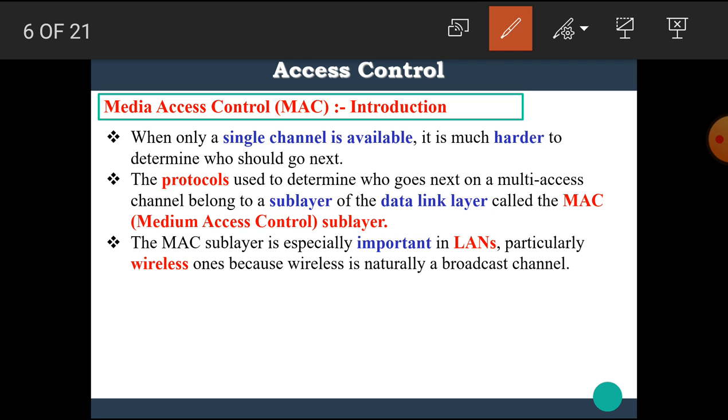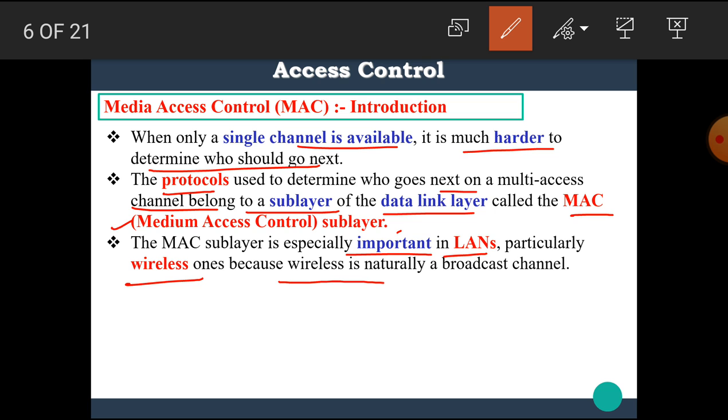Now, when only a single channel is available, it is much harder to determine who should go next. The protocol used to determine who goes next on a multi-access channel belongs to a sublayer of the data link layer called the MAC, or Media Access Control sublayer. The MAC sublayer is especially important in LANs and particularly wireless ones because wireless is a naturally broadcast network.